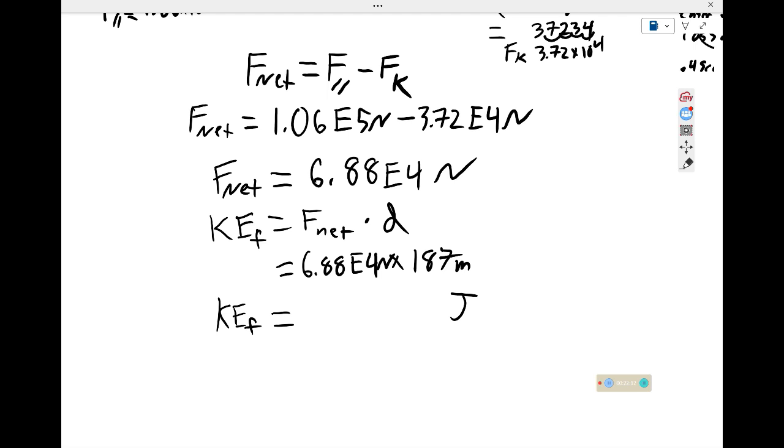Final kinetic energy. What do we get? 12 million... what? 865,000. 600.